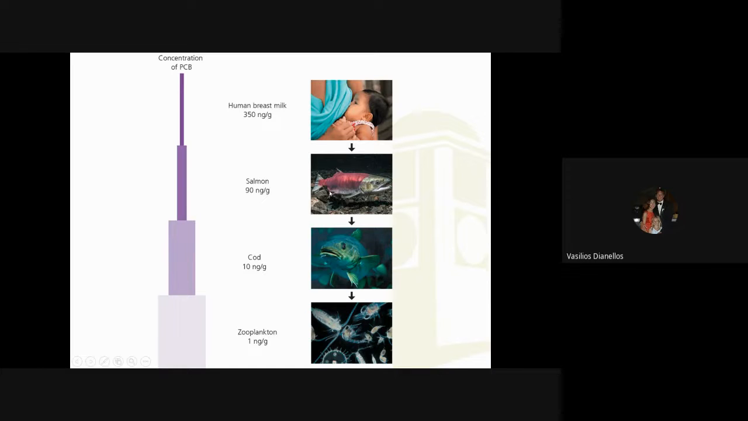And then salmon eat the cods, right? So salmon are eating up a bunch of cods as much as they can, and the cods are more concentrated than the zooplankton. Therefore, the salmon are even higher concentrated, 90 nanograms of toxin per gram of weight. And then, of course, humans at the top of the food chain here, we eat salmon, and we eat more than one, right? Generally speaking, we eat a bunch of seafood. Therefore, you could have 350 nanograms of PCB per gram of human weight, which is a lot.